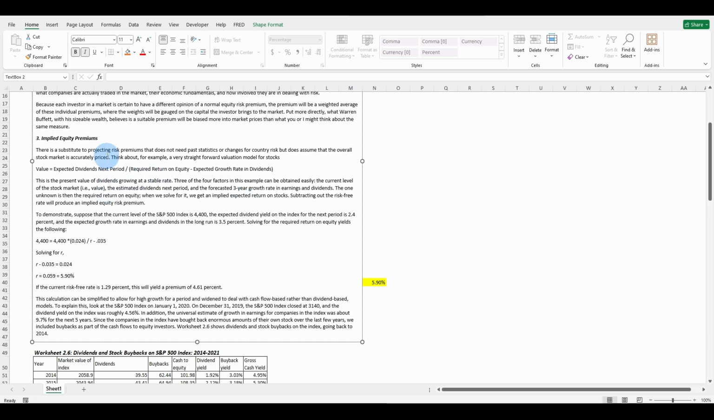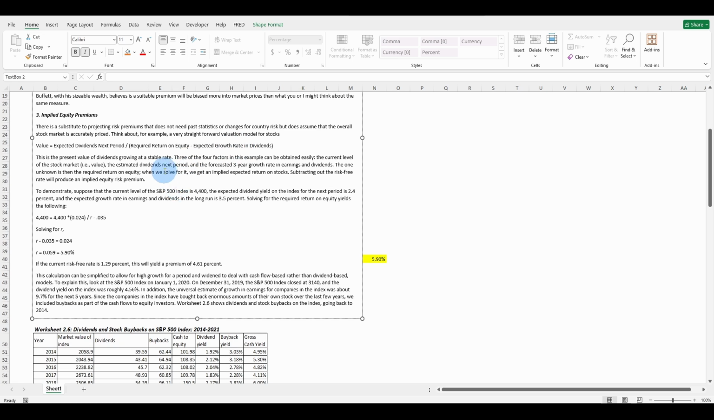Implied equity premiums. This is a substitute to projecting risk premiums that does not need past statistics or changes for country risk, but does assume that the overall stock market is accurately priced. Think about, for example, a very straightforward valuation model for stocks. Value is equal to expected dividends next period divided by required return on equity minus expected growth rate in dividends. This is the present value of dividends growing at a stable rate.